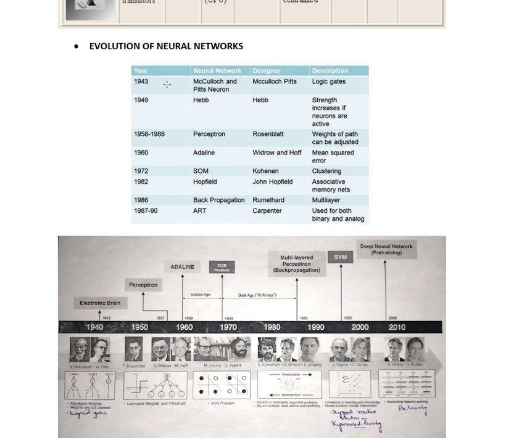Way back in 1949, the strengthening of the neuron connections was studied by Hebb, and he contributed to the study of artificial neural networks in the year 1949.